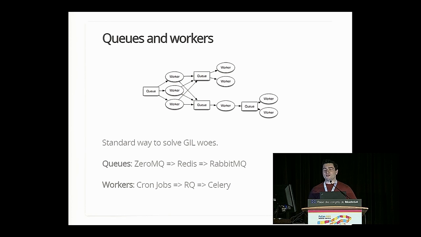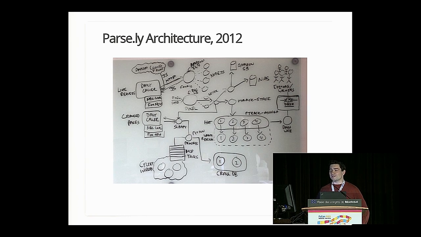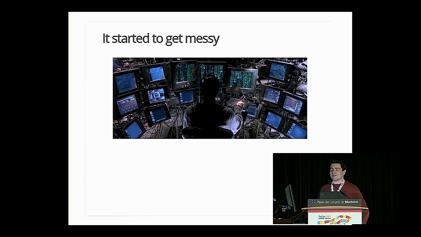it tends to be that when you start going in the direction of queues and workers, you start drawing diagrams that look like this, which is a diagram I drew of our queue and worker system at Parsley when we got to a certain scale in 2012. And basically, it starts to look like this operationally, right? Where you're monitoring a million dashboards in order to get an understanding of what's going on.